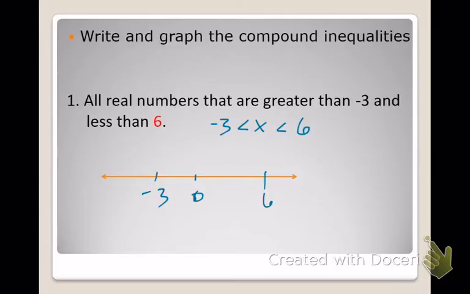So when I graph them, I want all the numbers that are greater than negative 3 and less than 6. And those numbers are all right here in between them. Okay? Open circles on negative 3 and 6 because they're not part of the solutions. They're not part of the solutions because their inequalities are not equal to. Negative 3 is not greater than negative 3, and so on and so forth.